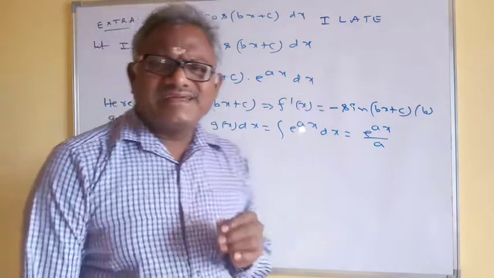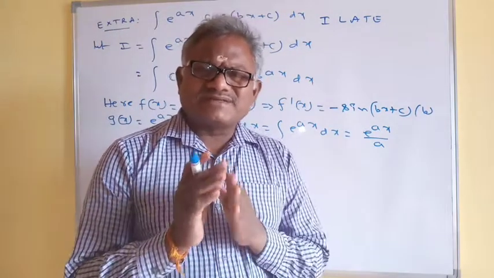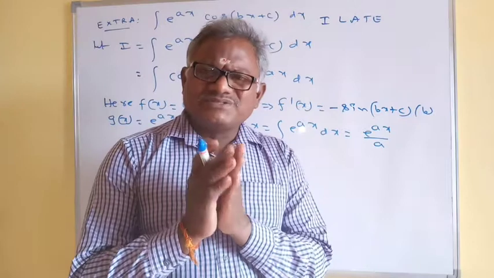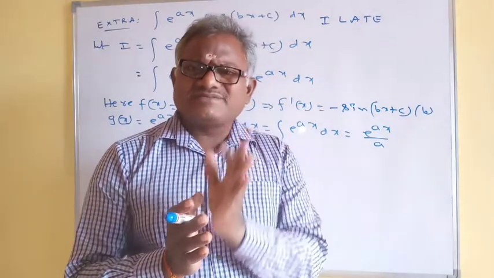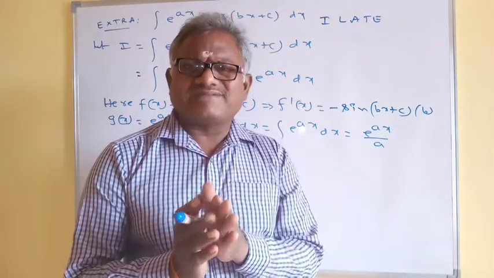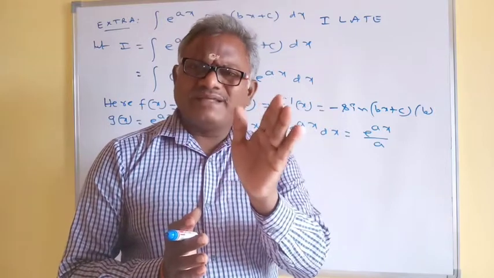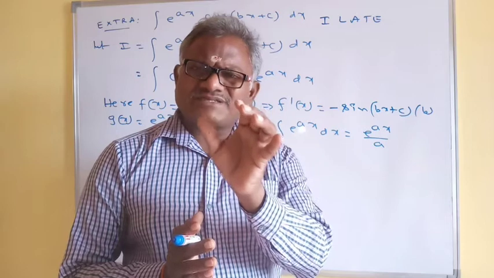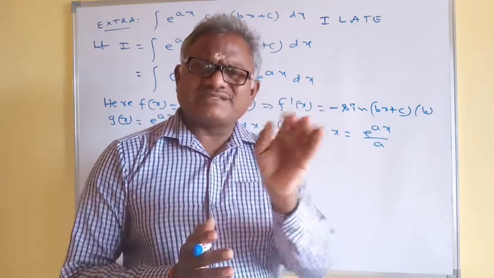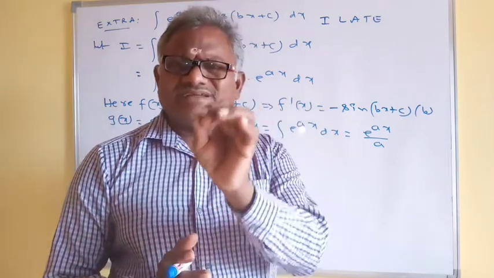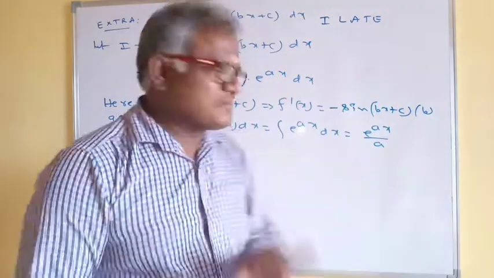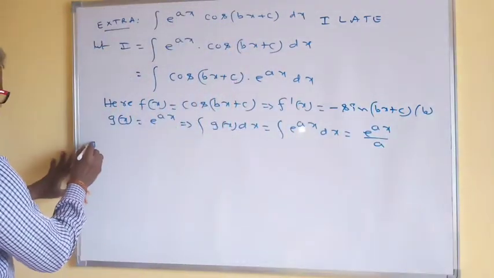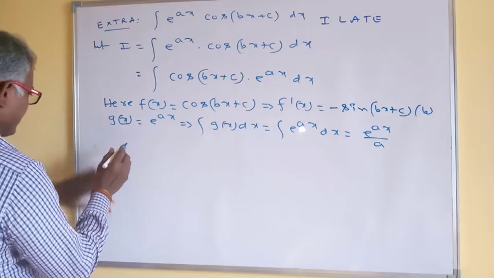Here, simply, you first have to choose which is the first function and which is the second one. After completing the selection, for the first function you have to find the differentiation. For the second one, you have to find the integral value. Okay, simple. So therefore, I is equal to, now here write down the formula first.